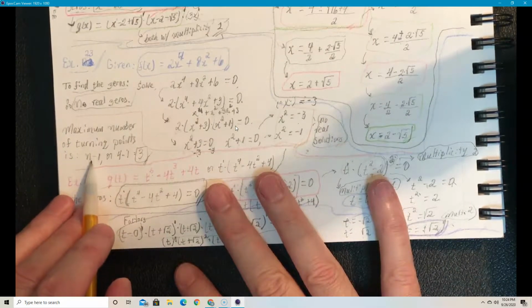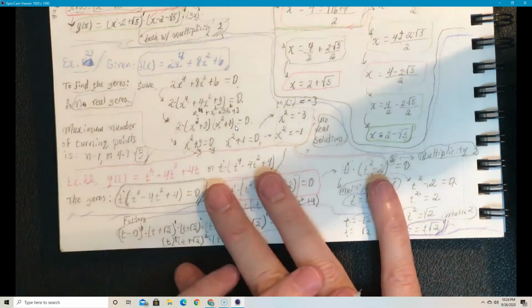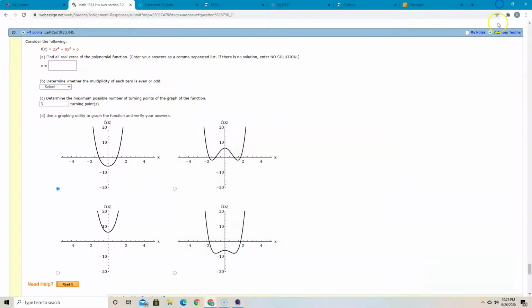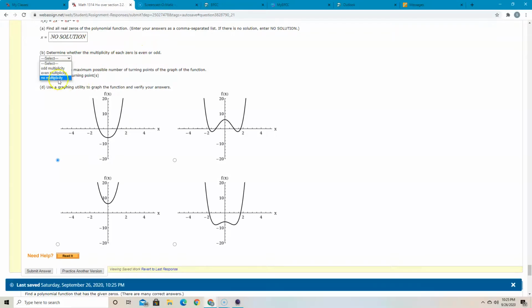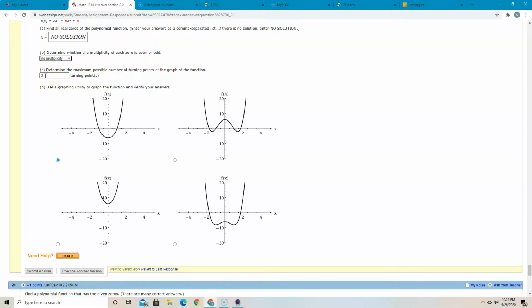The maximum number of turning points, we already said that was 3. And now we go back to our WebAssign. Find all the real zeros of this polynomial function. If there are no solutions, put no solution. Well, there are no real ones. So we type no solution. The multiplicity, there's no real zeros, so there's no multiplicity of these real zeros, so no. Turning points we said were a maximum of 3.